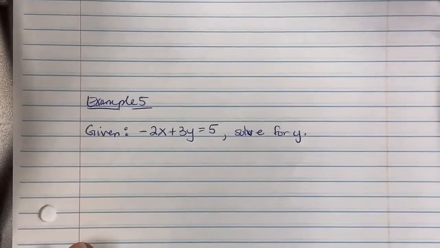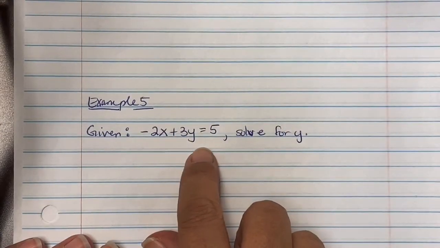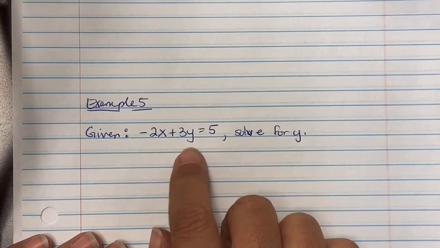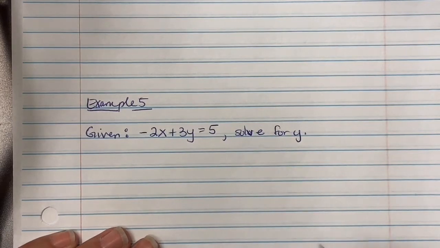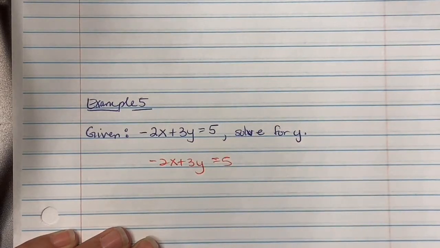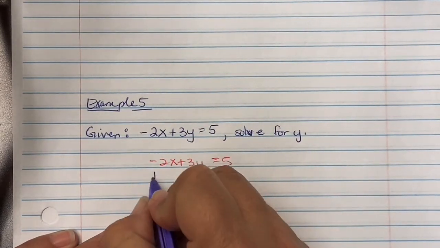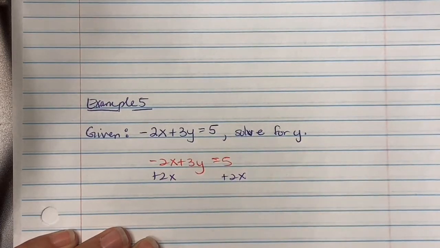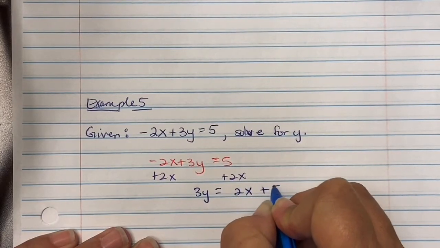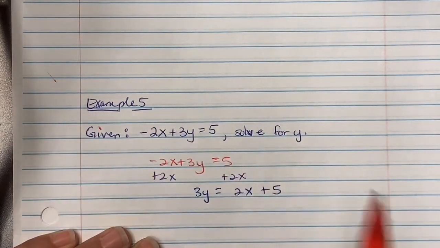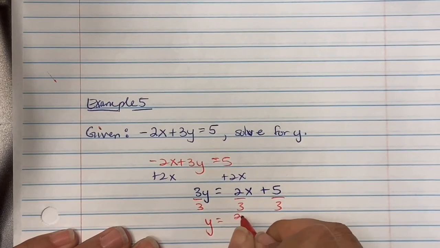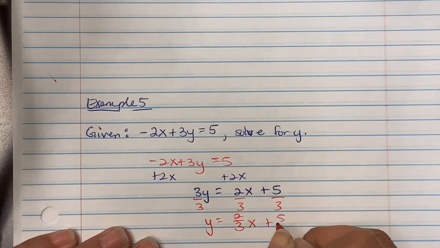Example 5. It says you're given negative 2x plus 3y equaling 5, solve for y. Back in your Algebra 1 days, remember this looks like you're solving for y equals mx plus b. So basically that's what we're doing. We have our original equation. You want to isolate your y, so you're going to add the 2x over. So now we see 3y equals positive 2x plus positive 5. Then you're dividing every piece by 3. So y is equivalent to 2/3 x plus 5/3.